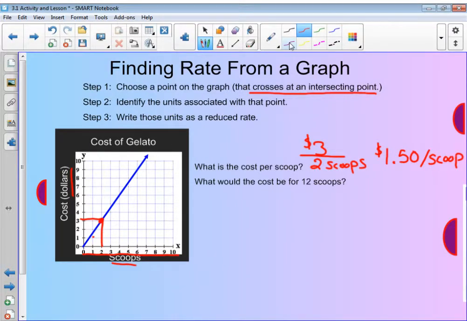Well, if it's $1.50 for 1 scoop and I want 12 of those, we're going to do $1.50 times 12, because I want to buy 12 of those scoops. So $1.50 times 12 gives me $18. So it would cost me $18 to buy 12 scoops of ice cream.